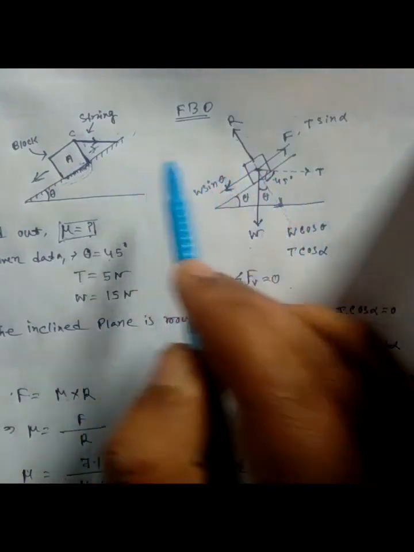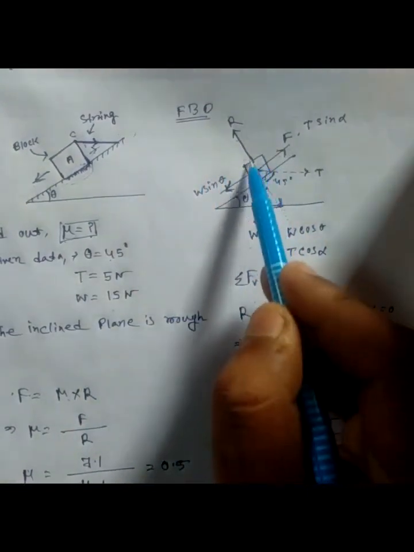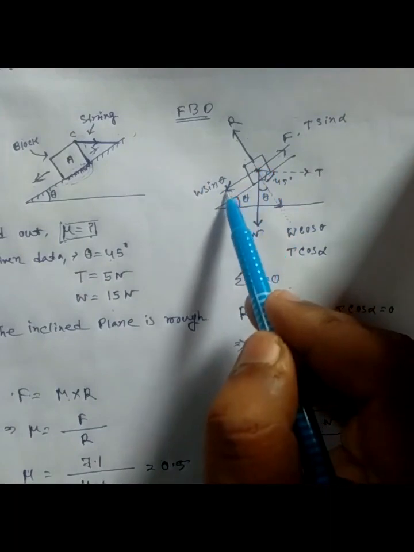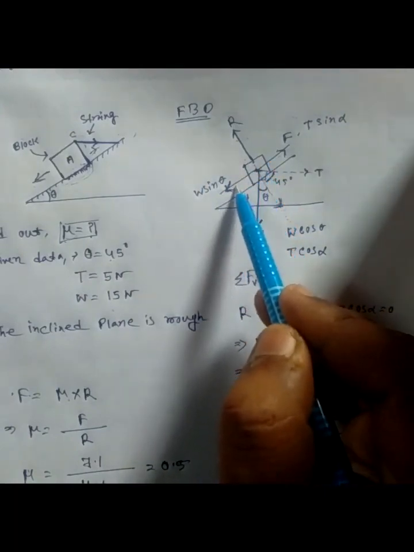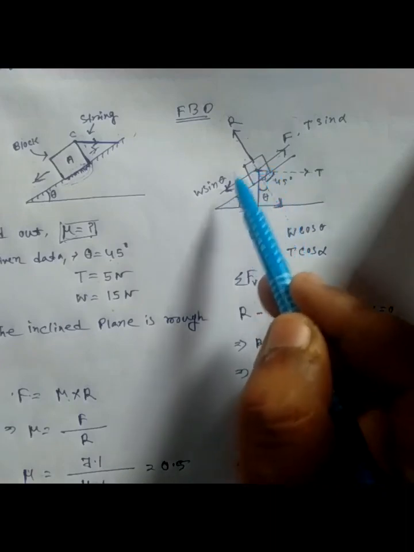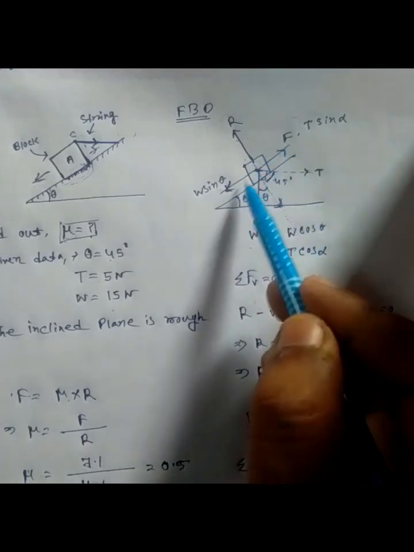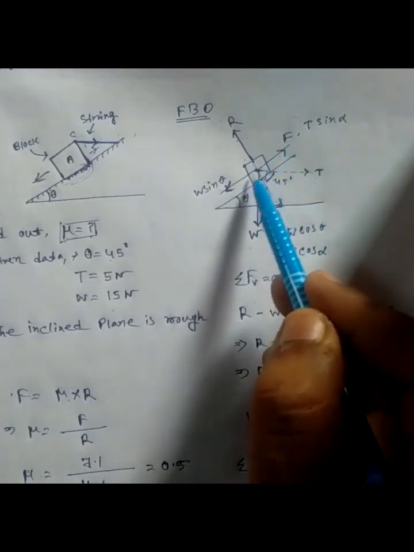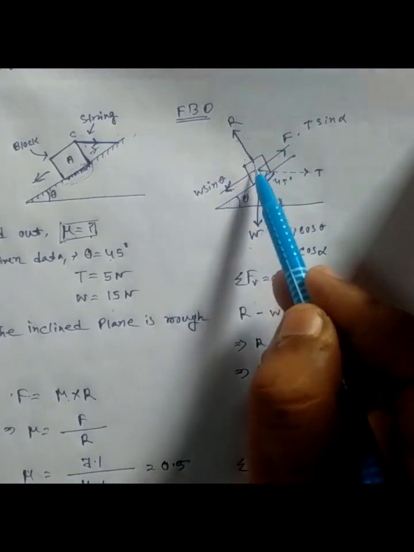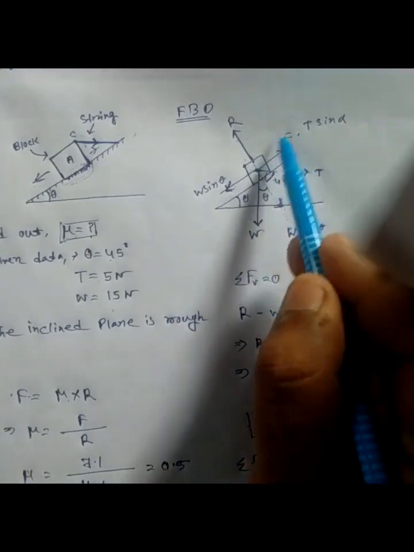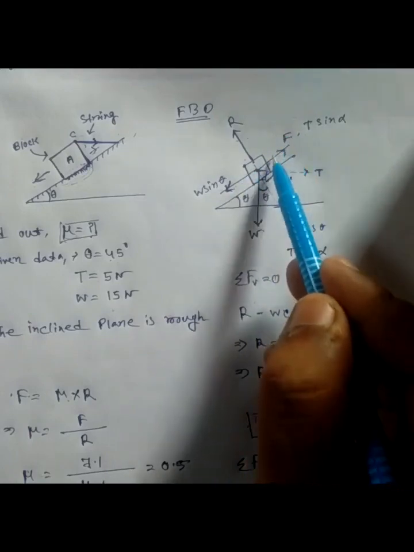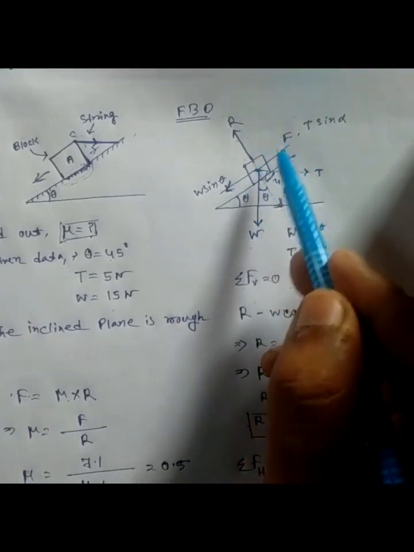There is a skeleton structure of the body on the inclined plane, moving in the downward direction. When the body is moving downward, the frictional force acts opposite to the moving force. The moving force is in the downward direction, and the frictional force acts in the opposite direction. There is an F. Clear concept? What is the F? F is the frictional force, acting opposite to the moving force.